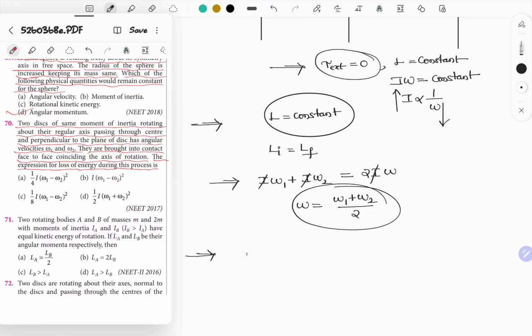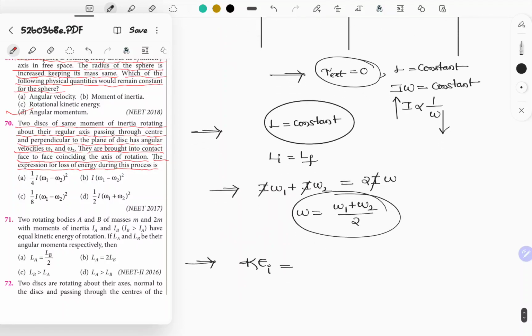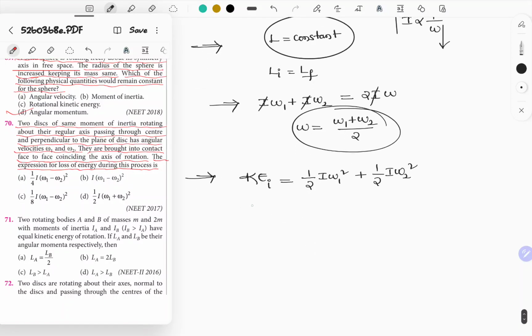Okay, so let me represent the initial kinetic energy of the system. Initially two disks are there and they are rotating with different angular velocities. Even though the moment of inertia is the same, the initial kinetic energy of the system is 1 by 2 I omega 1 square plus 1 by 2 I omega 2 square. Let me write the final kinetic energy, which is 1 by 2 into the final moment of inertia 2I, and the final angular velocity (omega 1 plus omega 2) divided by 2, whole square.